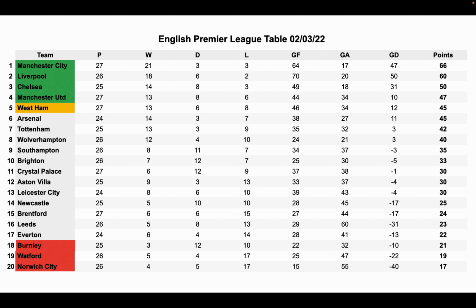So how do we go about turning this table into a projected final table based on our Poisson distribution pack that we've been using for various videos? Well, let's go through and I'll show you how we did it.